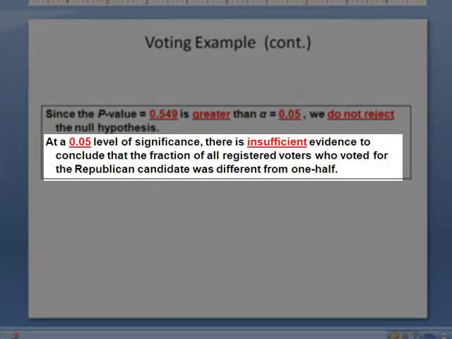Therefore, we would write our conclusion as such. At a 0.05 level of significance, there is insufficient evidence to conclude that the fraction of all registered voters who voted for the Republican candidate was different from 1/2.